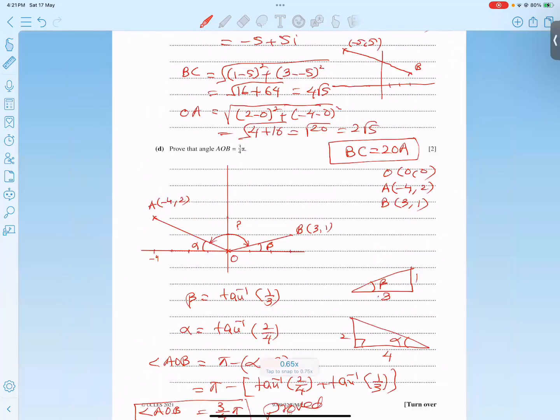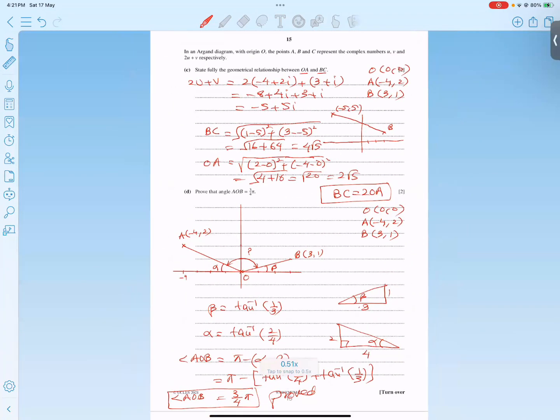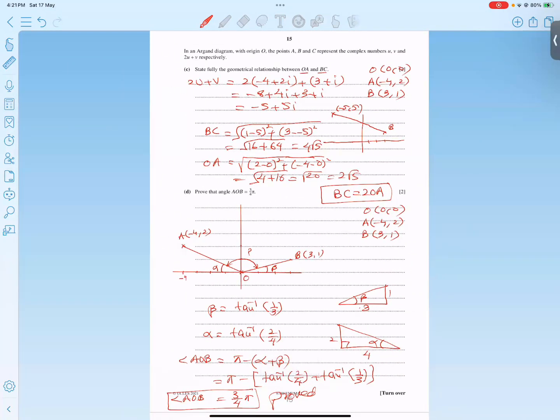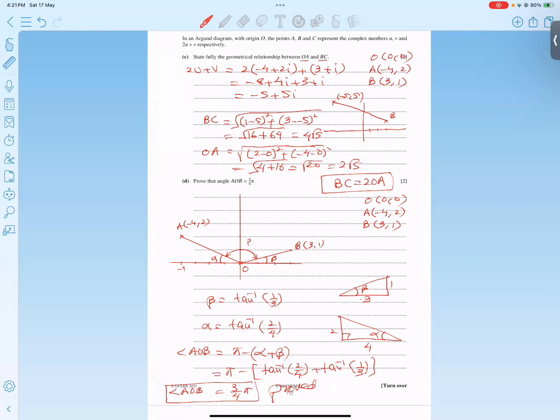So I hope you got the point. And you see, without an Argand diagram, it was a little bit hard to understand. So as a teacher, I suggest that when you have this kind of question, you make an Argand diagram.